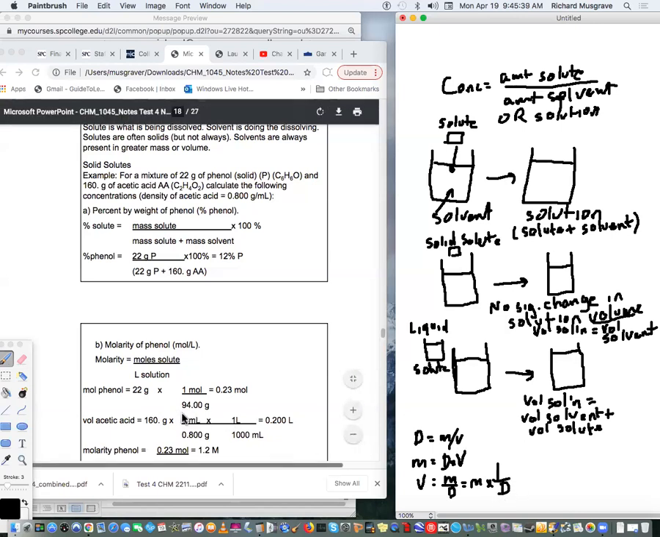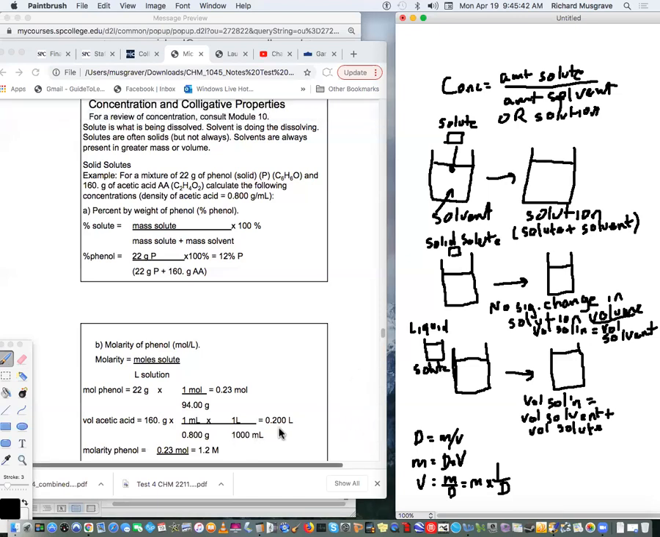So when you're looking at how I'm calculating the liters here based on the mass, what I do is I take the 160 grams, I multiply it by 1 mil over 0.800 grams. That is the flip of the density. So effectively, by multiplying by the flip of the density, which is 0.800 grams per mil, I'm just flipping it here, the grams will cancel. I'll be left with mils, which can then be converted into liters. We do times 1 liter over 1,000 mils. That gives us 0.200 liters.